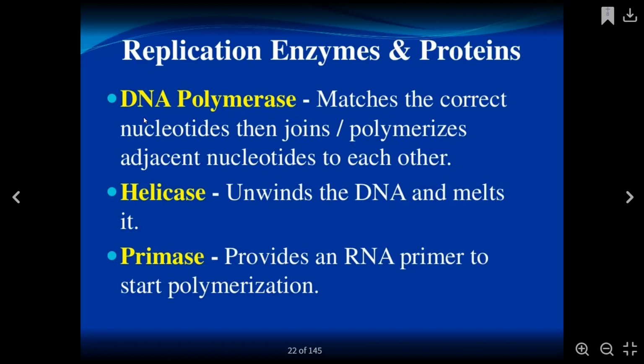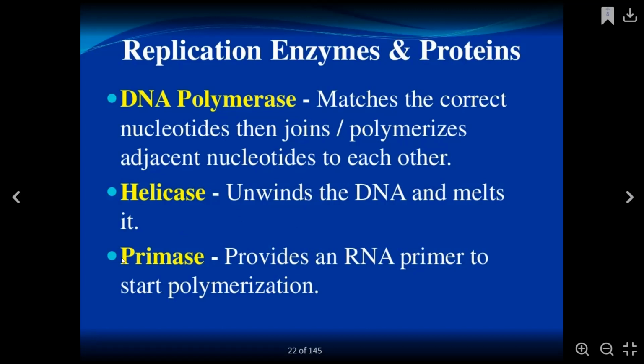Next comes the helicase. Now we very well said that the DNA has to get unwound. So how is this unwinding possible? There is a motor, a machine which helps for unwinding of the DNA, and that is the helicase enzyme. So this helps in unwinding of the DNA and melts it.